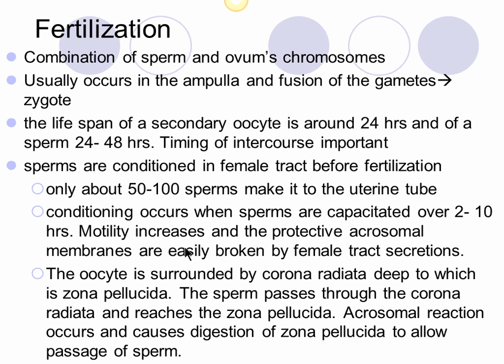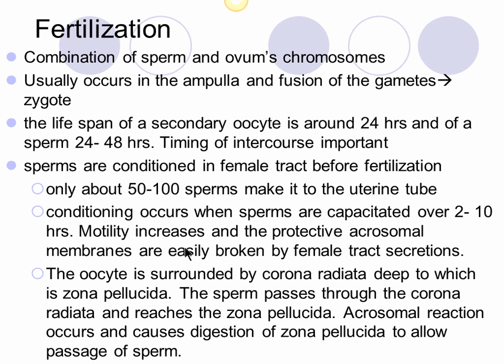Let's look at the period of fertilization. You can read some of these things. One, obviously, fertilization occurs when the sperm penetrates the oocyte, and at that point the male and female chromosomes meet together, and you get the zygote formation, which is the fertilized oocyte.